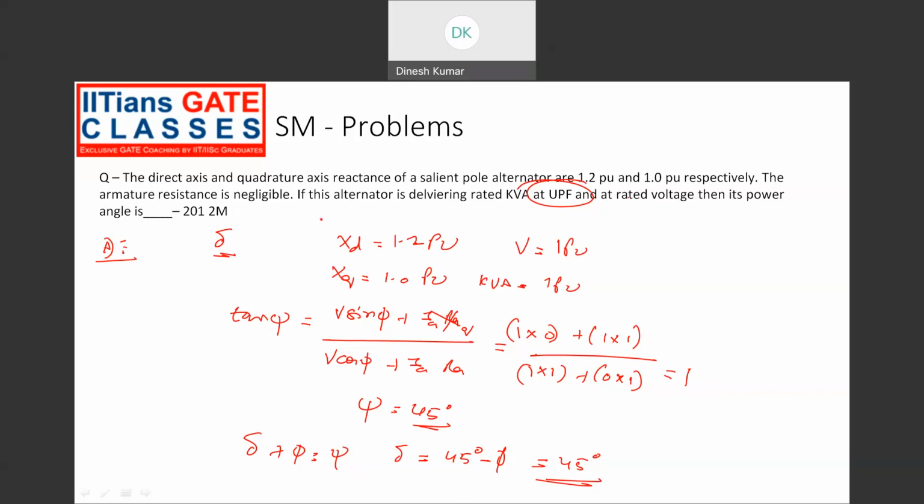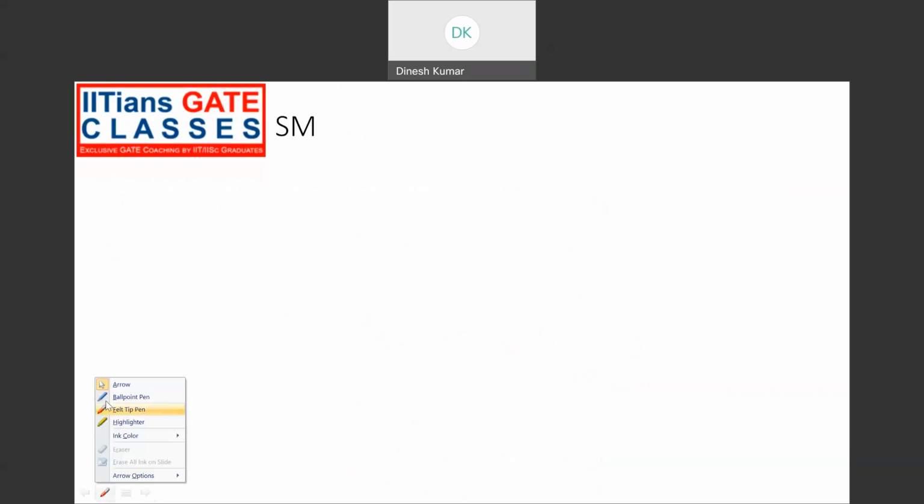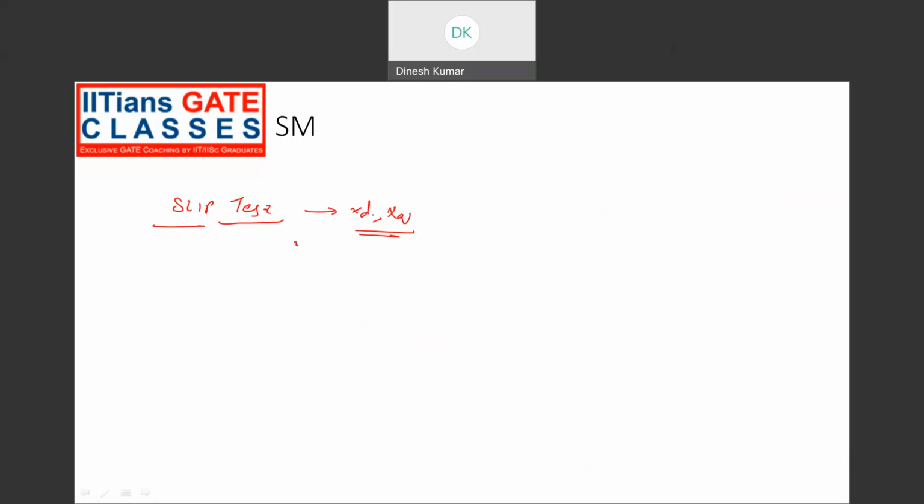Let's go to the next topic. That's the slip test. The slip test is used to find out the direct axis and quadrature axis reactances, which we have seen in the two reaction theory. The slip test is used to find out XD, XQ. So how to do this test?